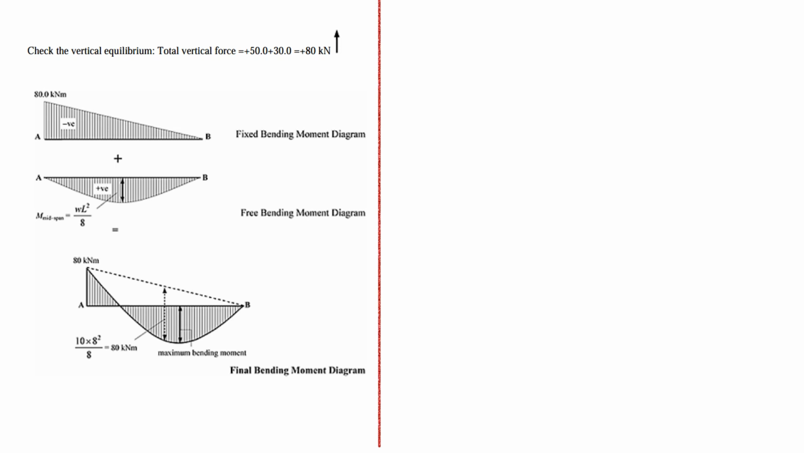So considering the vertical equilibrium, total vertical force is 50 plus 30 equal to 80, that's matching. So the fixed bending moment diagram is 80 at this location and 0 at this location, and the free bending moment diagram is WL square by 8. So if we add these two, 80 at this point, and here it's 0 only. In between, the maximum is WL square by 8, which is 80 kN-meter here.